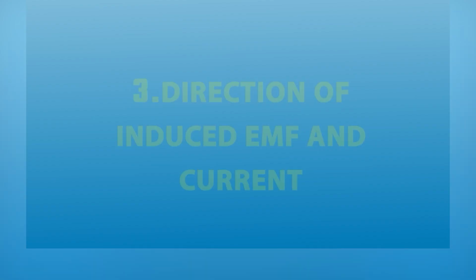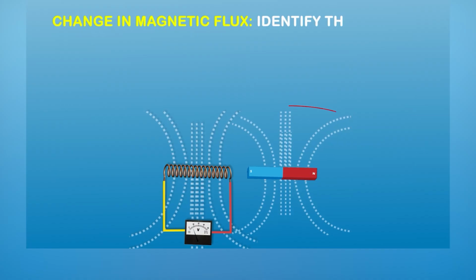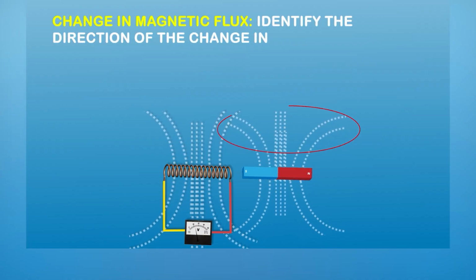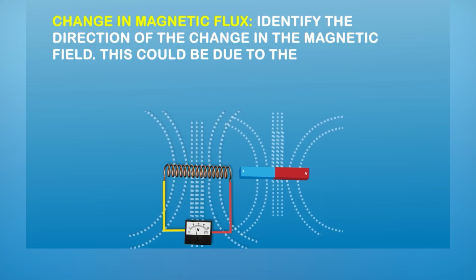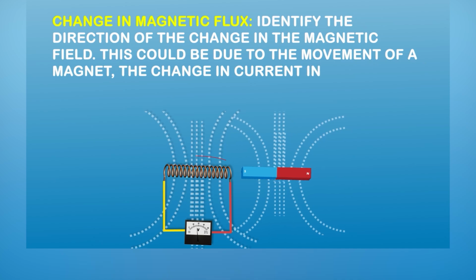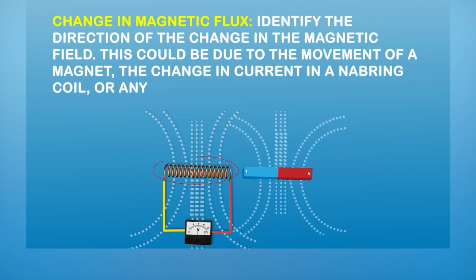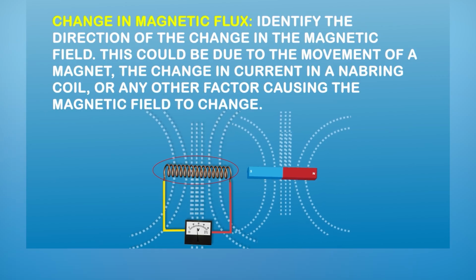Direction of induced EMF and current. Change in magnetic flux. Identify the direction of the change in the magnetic field. This could be due to the movement of a magnet, the change in current in a neighboring coil, or any other factor causing the magnetic field to change.